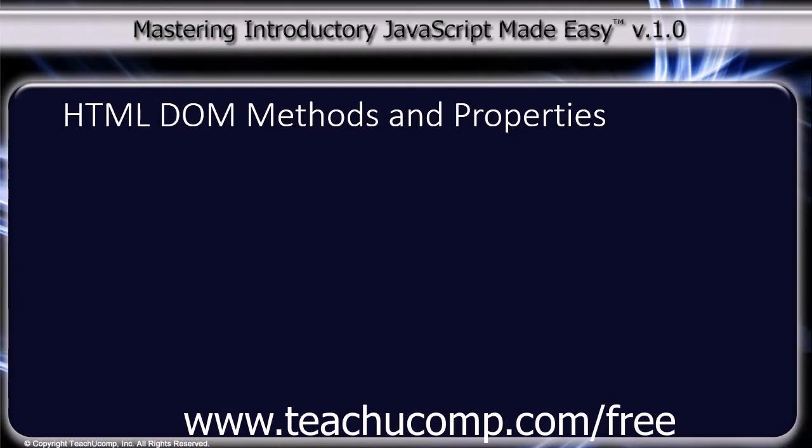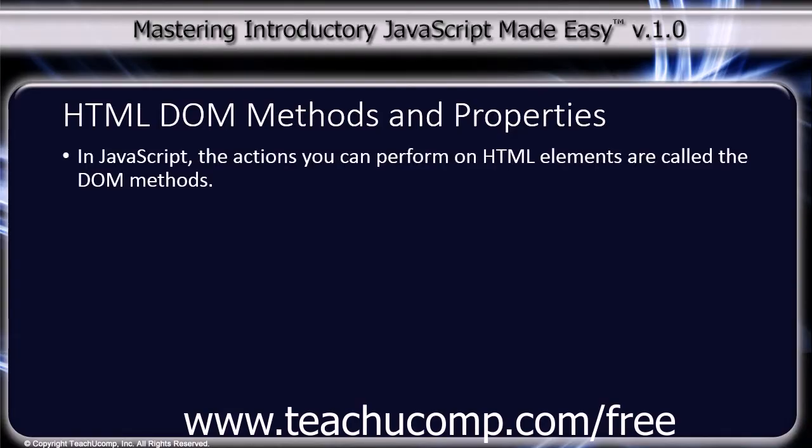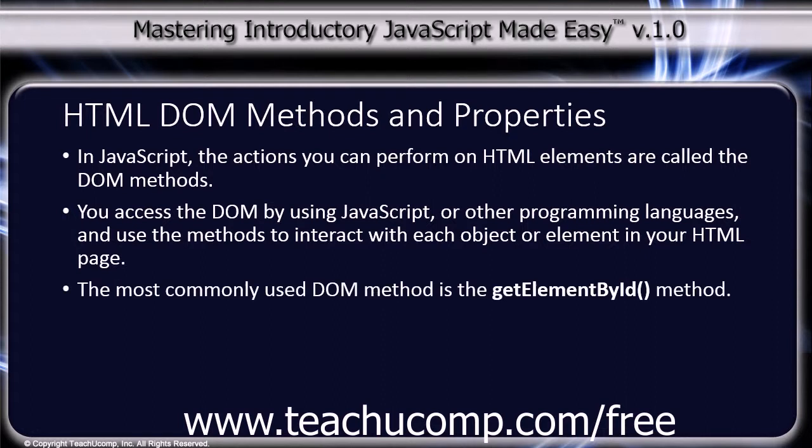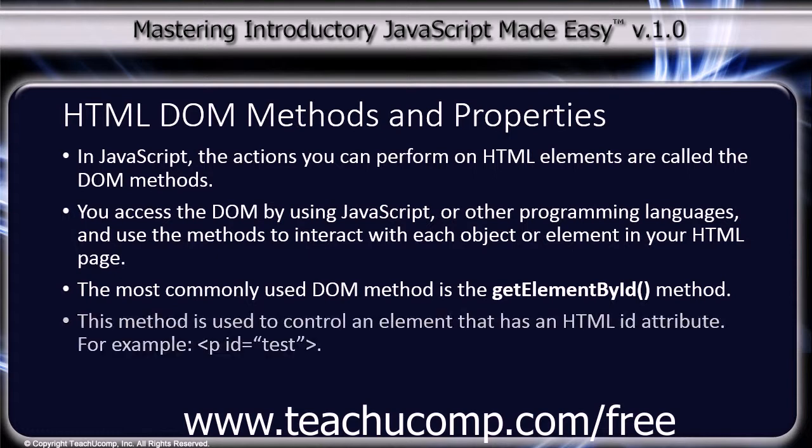www.teachucomp.com/free. In JavaScript, the actions you can perform on HTML elements are called the DOM methods. You access the DOM using JavaScript or other programming languages and use the methods to interact with each object or element in your HTML page. The most commonly used DOM method is the getElementById method. This method is used to control an element that has an HTML ID attribute.